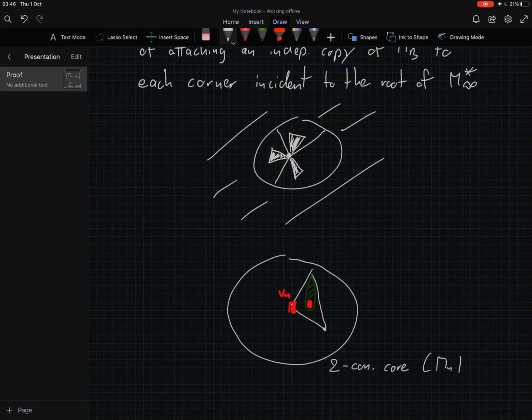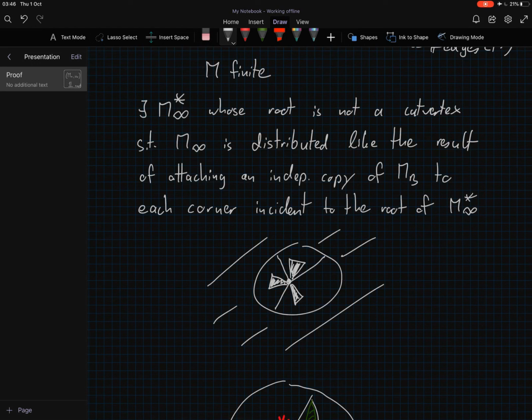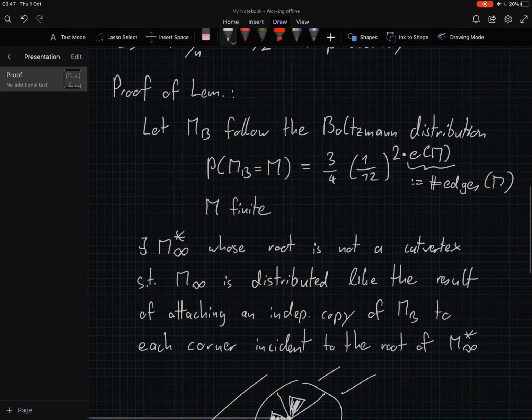Now, if we construct M infinity this way, by attaching independent copies of MB to the root of M infinity star, then we know that the root of M infinity is a cut vertex if and only if at least one of these copies is non-trivial. That is, if at least one of these copies contains an edge. And if we recall the distribution of MB, the probability for MB to have no edges at all is given by 3/4.